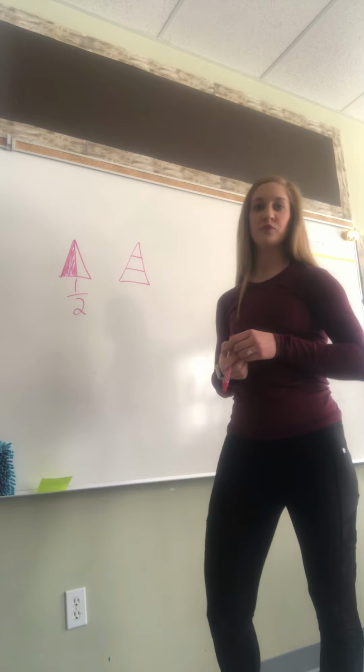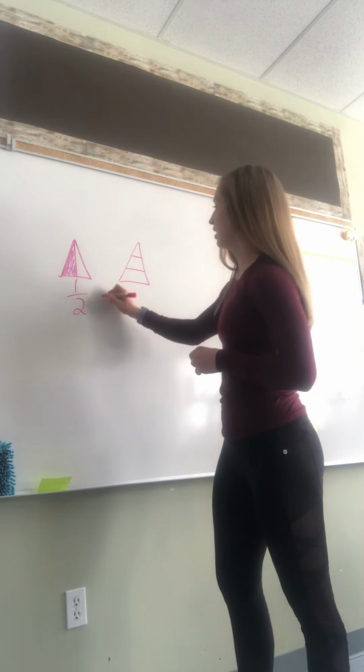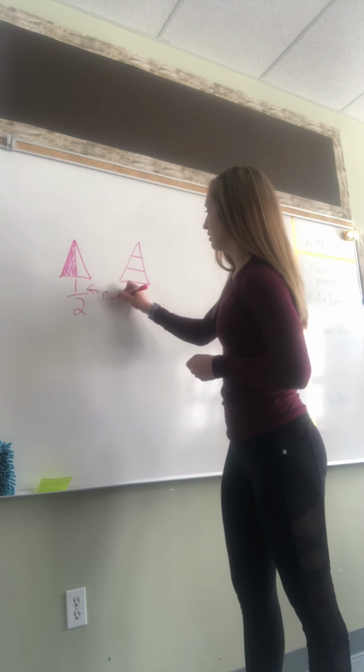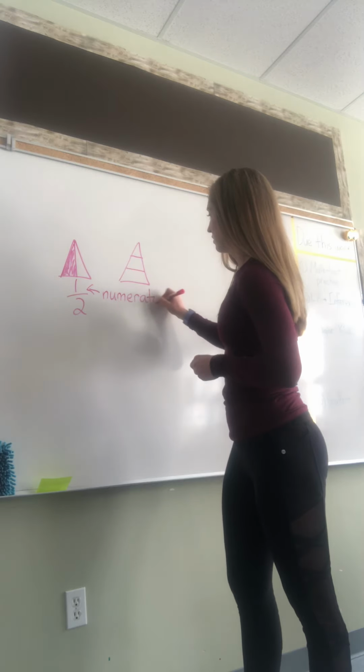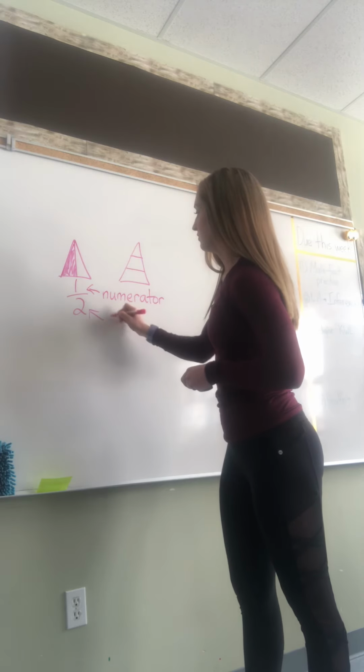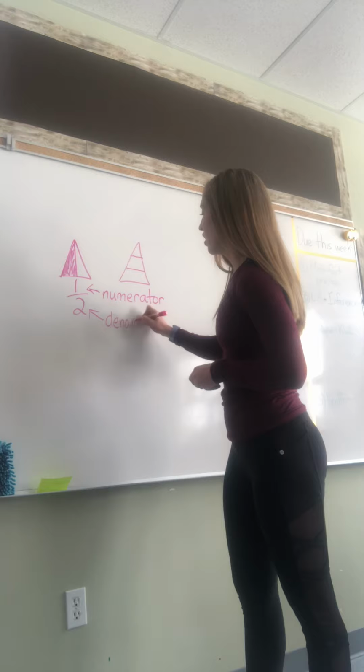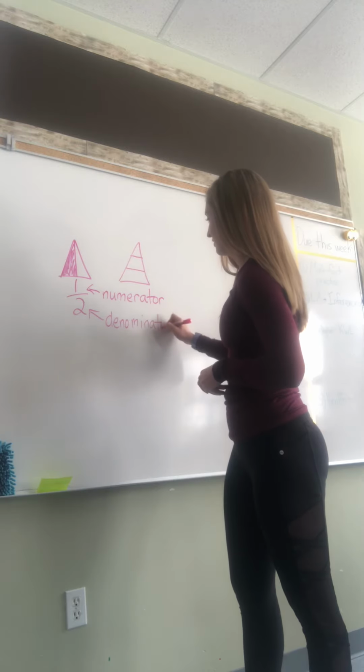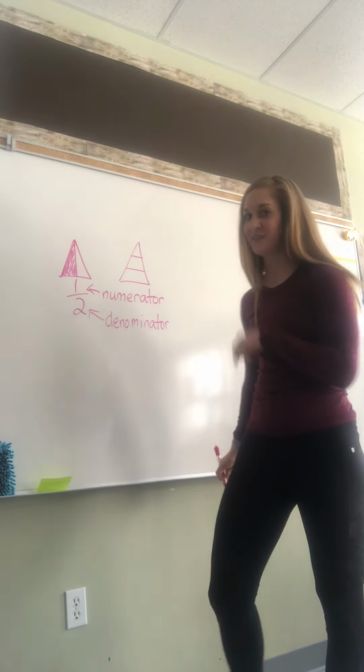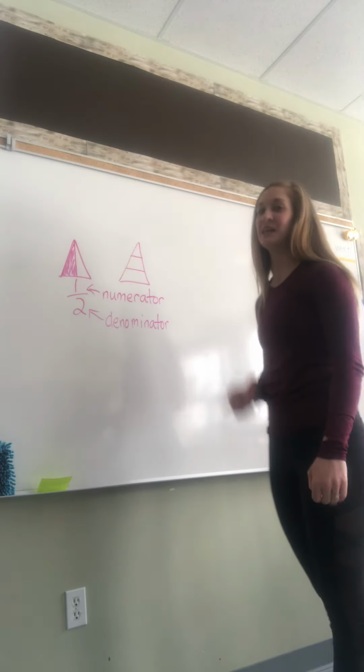The top number of a fraction is called a numerator. And the bottom number of the fraction is called the denominator, not the dominator. I know that some of you guys will like to say dominator, but it's a denominator.